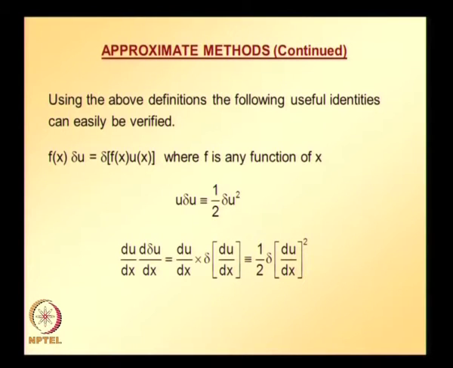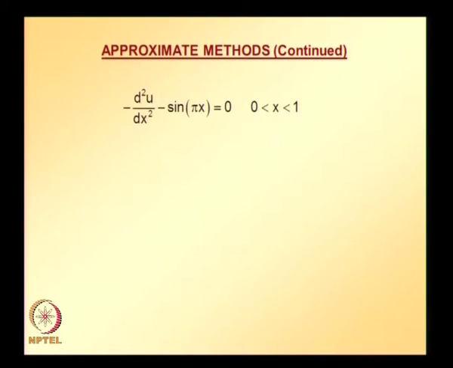So, once we are comfortable with this concept of variation of function, we can apply some of these and get the equivalent variational functional. So now let us go back to the boundary value problem that we are looking at. This is the boundary value problem that we are looking at, subjected to these boundary conditions.